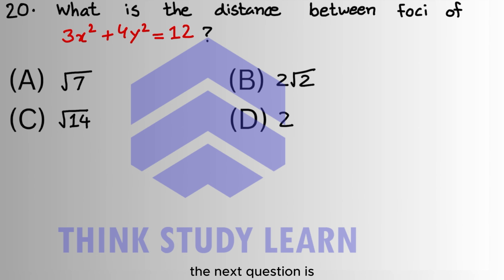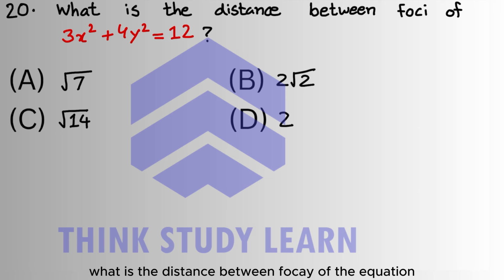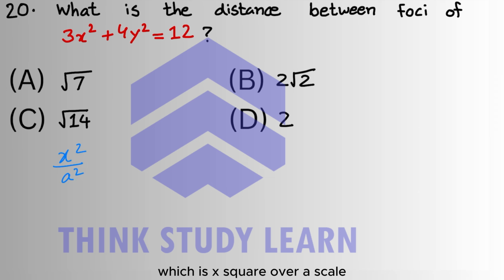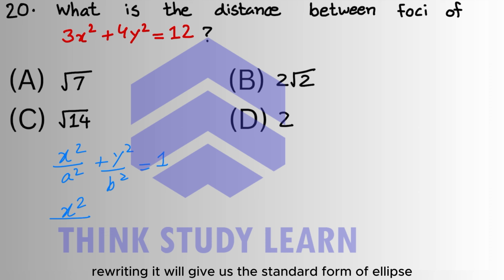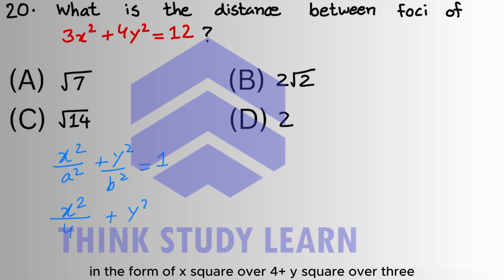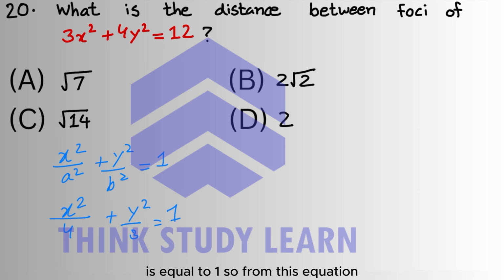The next question states: what is the distance between foci of the equation 3x square plus 4y square is equal to 12? So first we will write the equation in the standard form of ellipse, which is x square over a square plus y square over b square is equal to 1. Rewriting it will give us x square over 4 plus y square over 3 is equal to 1. So from this equation we can write a square is equal to 4 and b square is equal to 3.